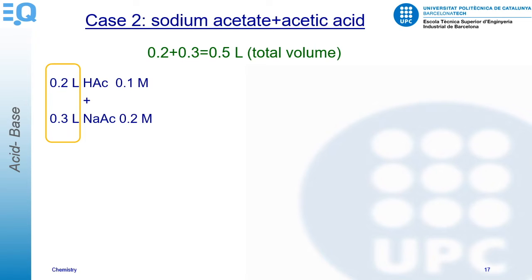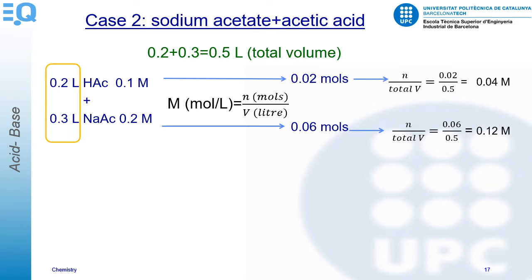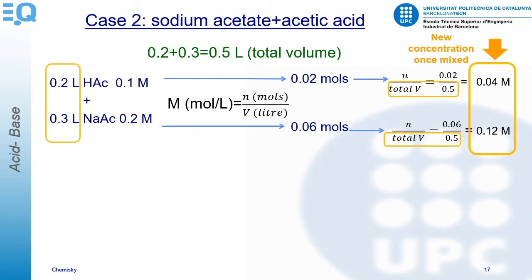Then we're going to calculate the new concentrations after mixing. The formula is number of moles divided by volume. In both, we calculate the number of moles and we divide by the total volume. These concentrations are the ones we are going to use throughout the equilibria. We start from both products, a completely dissociated salt, and we have the concentrations of sodium cation and acetate anion, which are 0.12 molar.